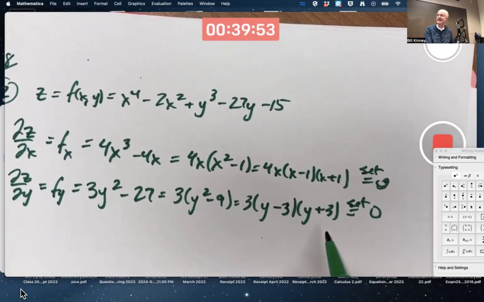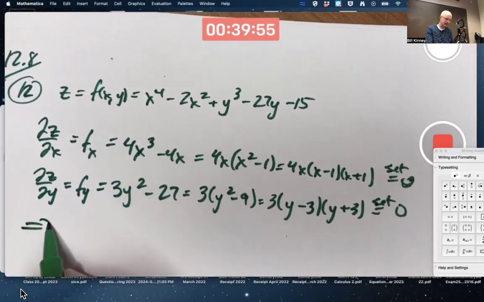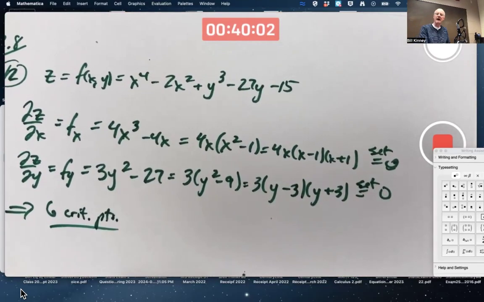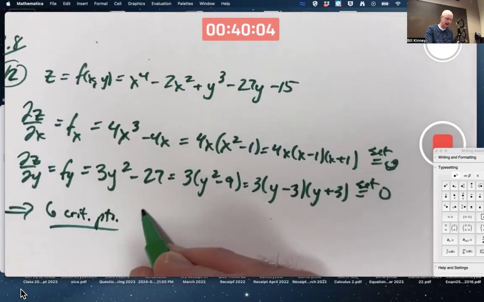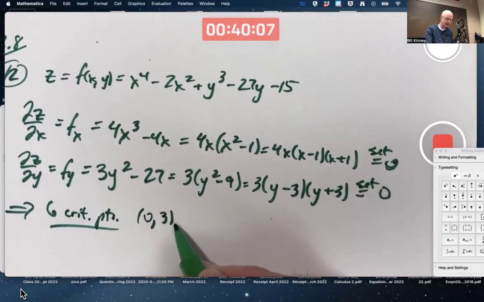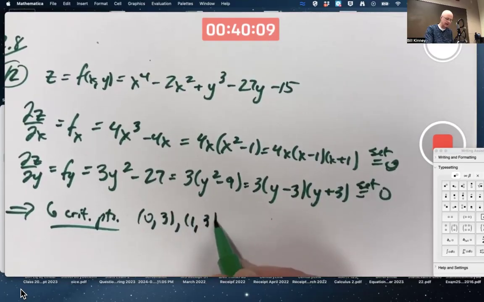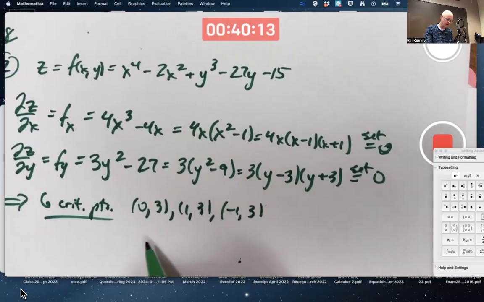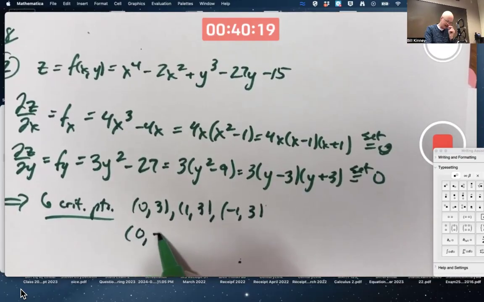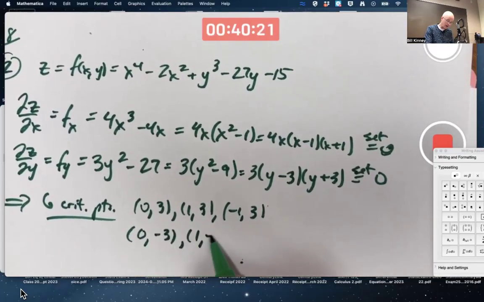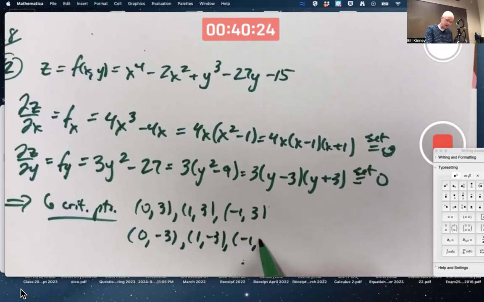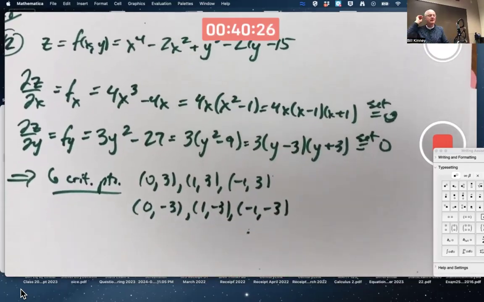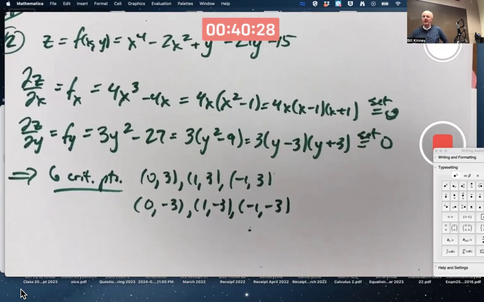That actually results in 6 critical points, for each combination of those. x is 0, y is 3; x is 1, y is 3; x is negative 1, y is 3; x is 0, y is negative 3; x is 1, y is negative 3; and x is negative 1, y is negative 3. We want to classify these. We want to use a second derivative test to classify it.